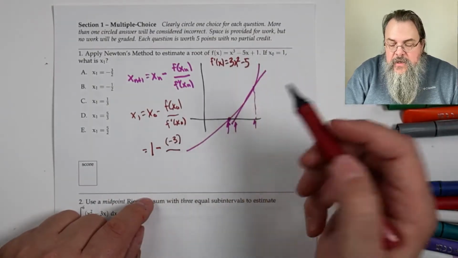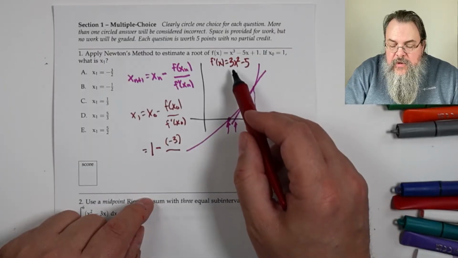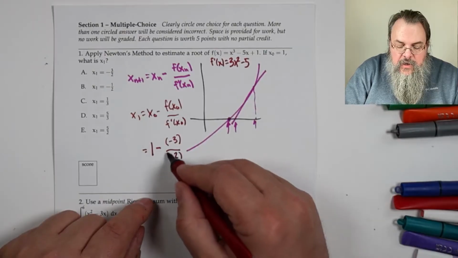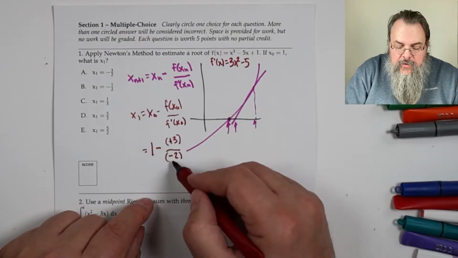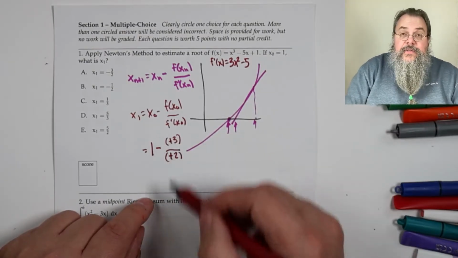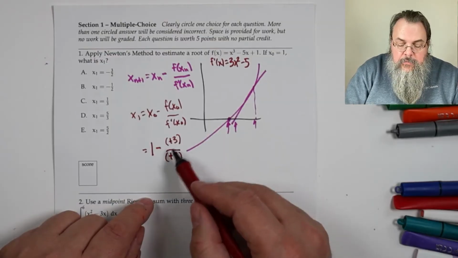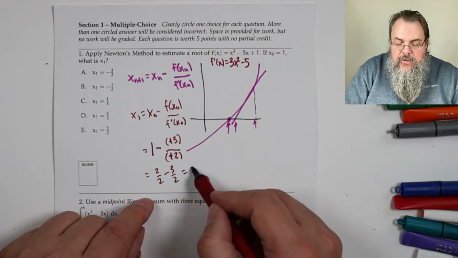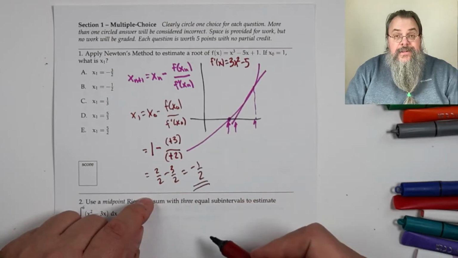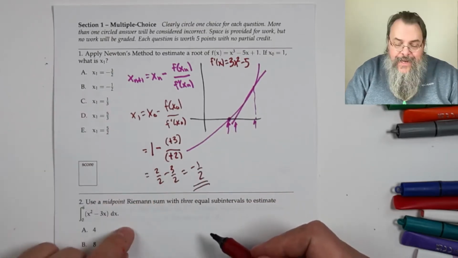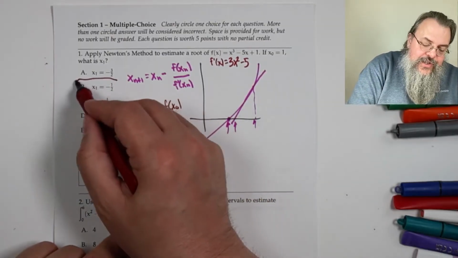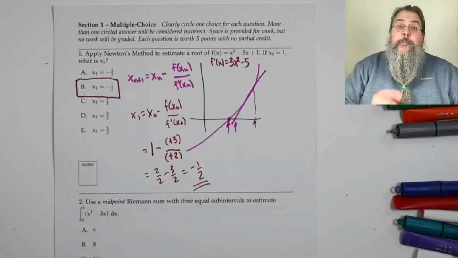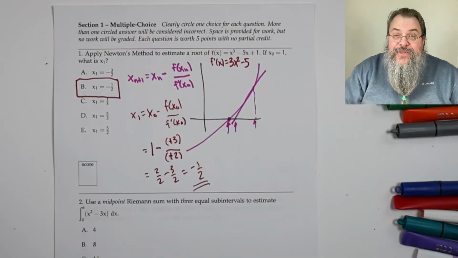1 minus 5 plus 1. Now, plug in 1 into the derivative. 3 minus 5, negative 2. Okay, so what do we have? Well, the negatives cancel. So it's 1 minus 3 halves. Well, that's 2 halves minus 3 halves, which is negative 1 half. And that's an option.